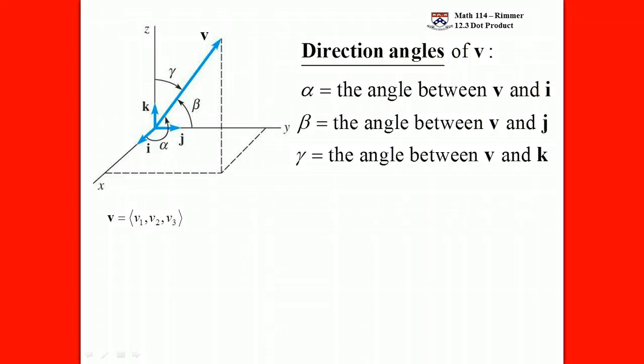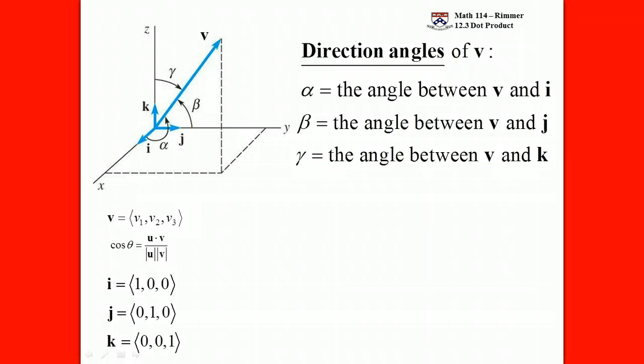How can we find them? Think about what v is, generically some vector that has 3 components, v1, v2, and v3. And think about what i, j, and k are. i is 1, 0, 0, and j is 0, 1, 0, and k is 0, 0, 1. Okay. Now remember the formula for how you find the angle between 2 vectors. Take the dot product and you divide by the magnitudes. Each of these i, j, and k have a magnitude of 1. They're unit vectors. They're standard unit vectors.